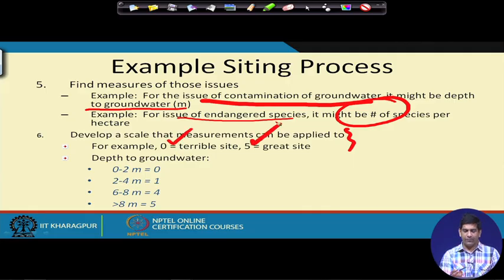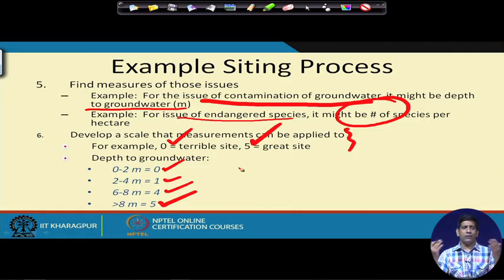For example, for the depth of the groundwater, we can say 0 to 2 meters. If that's the great depth of the groundwater, then the score is 0. If 2 to 4 is 1, 6 to 8 is 4, and then anything greater than 8 is 5, because it's a good site. So similarly, for each and every parameter that we are interested in, what the local community is also interested in, get their buy-in, what they think is important for them, because ultimately they have to live in that community. They will be living there for several years.